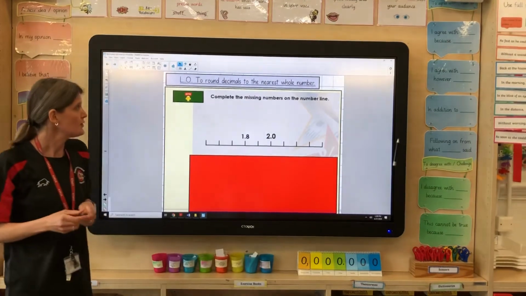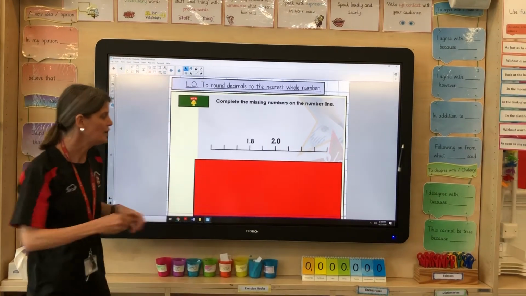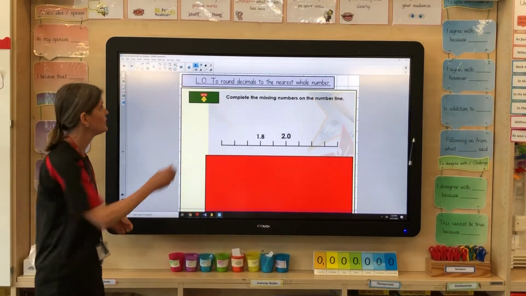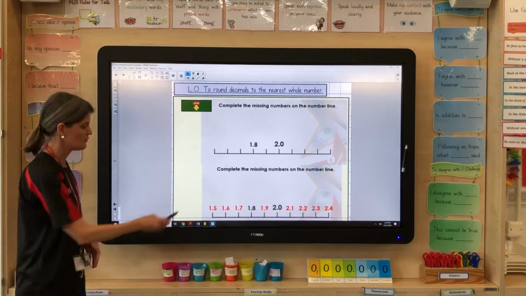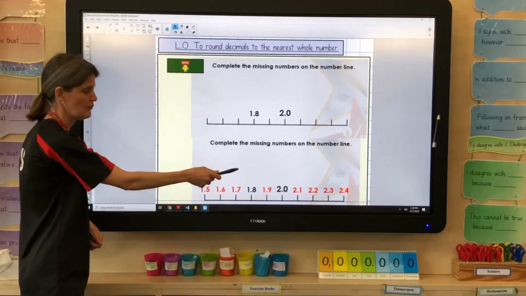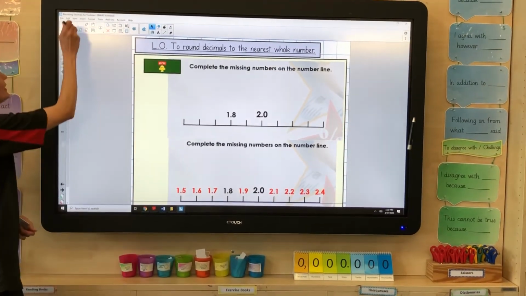Okay, something to get you going, thinking about decimals. Can you place the missing decimals on the number line? You've got your whole number there, 2.0 or 2 to help you. So we're counting up in decimals in tenths, 1.5, 1.6, 1.7, 1.8, 1.9, 2 and continuing on in tenths.